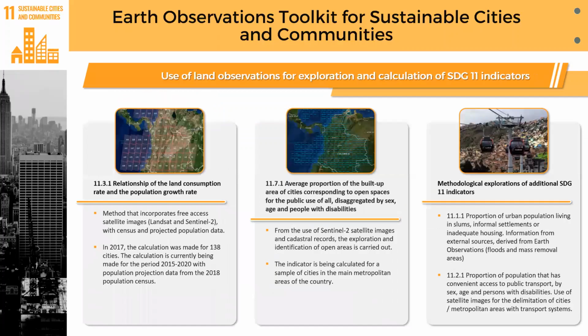Thanks to that, we are identifying methodologies that help to produce information, for example, indicators 11.3.1 or 11.7.1. And recently, we are exploring methods that help to calculate information for other indicators as 11.1.1 or 11.2.1. It's important to mention that we use earth observation like Sentinel or Landsat imagery, but we also link this data with other sources of information such as administrative registers or census data, that help to improve the calculation for these indicators.